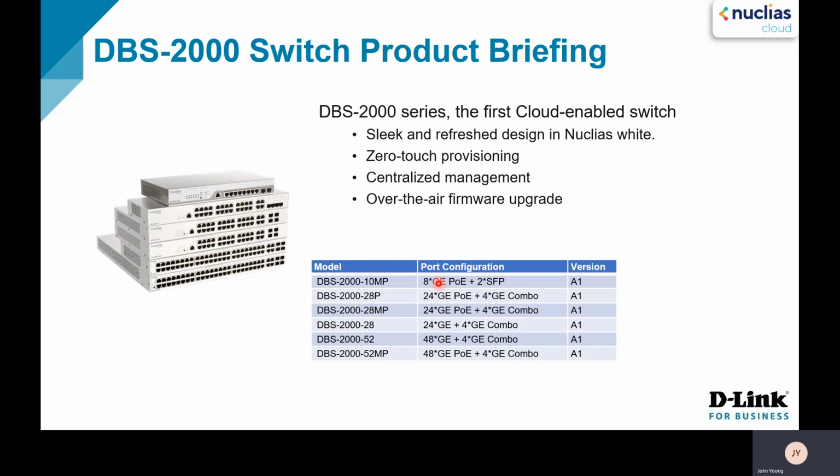As you can see, for the uplink we have 2 SFP. You need to install the transceiver. The rest is the GE combo port. What do you mean by combo? You either have the SFP or the RJ45 port. You can use either one only. Just take note.